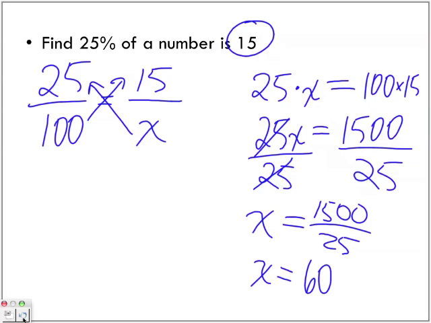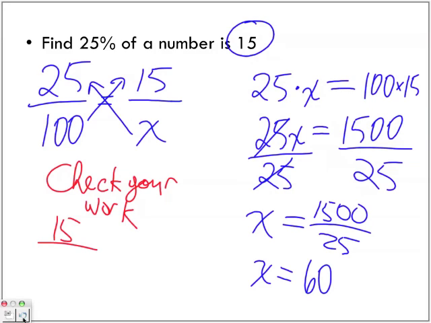As a check, if you were to check your work, you know you got 15 out of 60. Divide those two, multiply it by 100, and you should get that percentage. Okay, so that's your test to see if you got it correct.